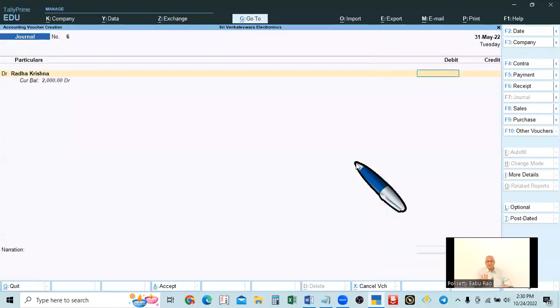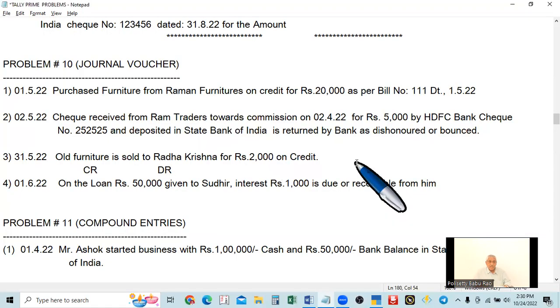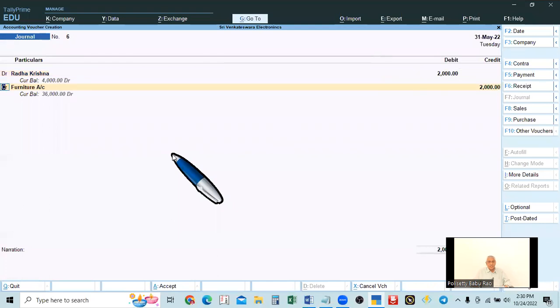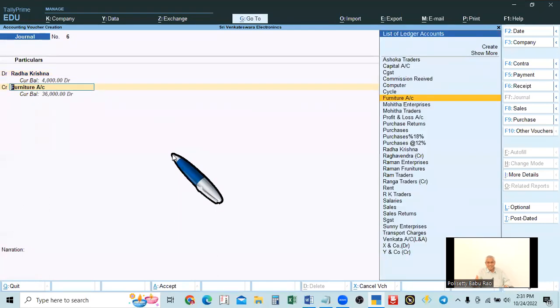Here, if the Radhakrishna account is not available, just press Alt C to create the account. Then it will show ledger creation on the top left corner, secondary. Because we are recording during voucher entry, we are entering the transaction in the voucher, so it is called accounting voucher creation. How much did we sell for? 2,000 rupees. Furniture I already did yesterday, that's why it is showing by default.